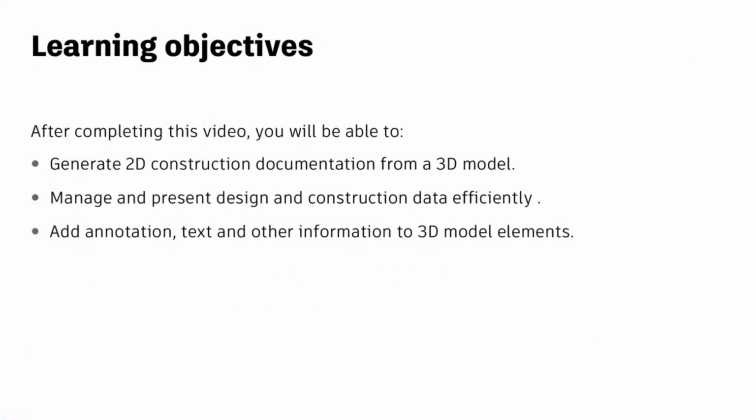Revit transforms project documentation by automating the creation of views and schedules directly from the 3D model, ensuring consistency and reducing errors. After completing this video, you'll be able to generate 2D construction documentation from a 3D model, manage and present design and construction data efficiently, and add annotations, text, and other information to 3D model elements.